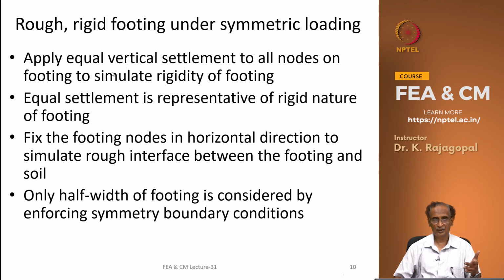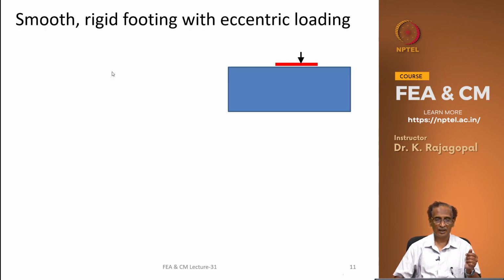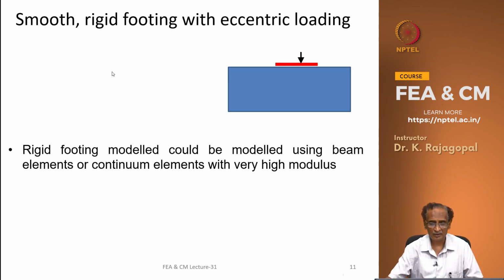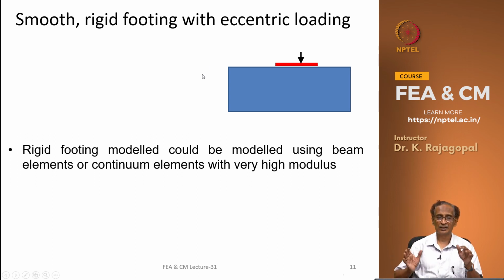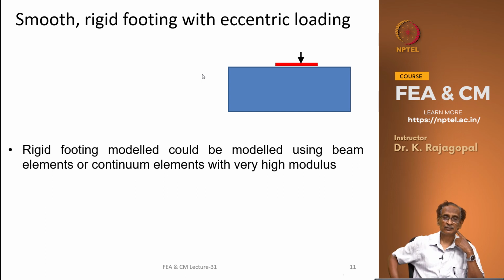And once again we consider only half width of the footing by enforcing symmetry boundary conditions. And sometimes we may have an eccentrically loaded footing. Let us say you have a strip footing with an eccentric loading, and let us say that our footing is smooth. If you have this type of loading, we do not really know how the settlements change.